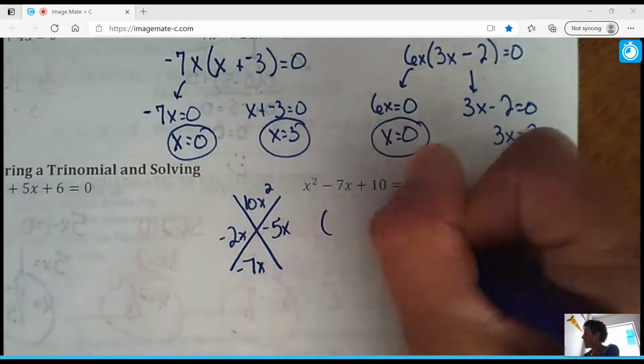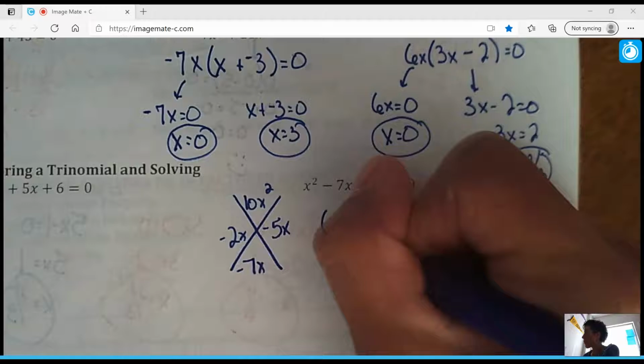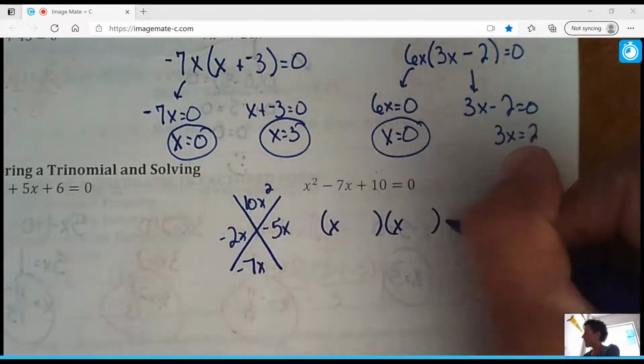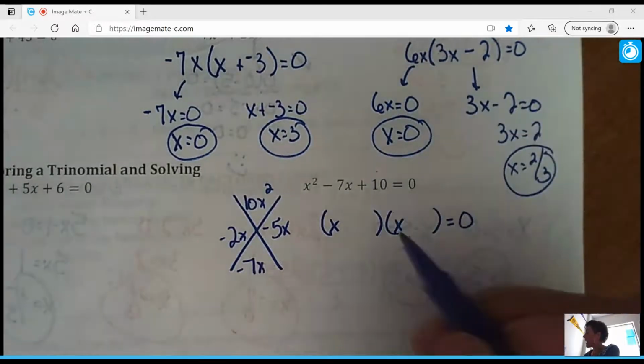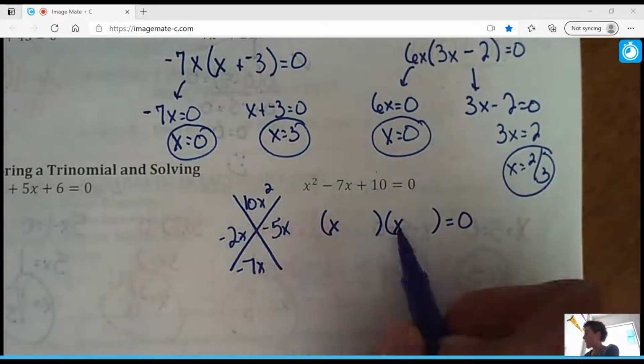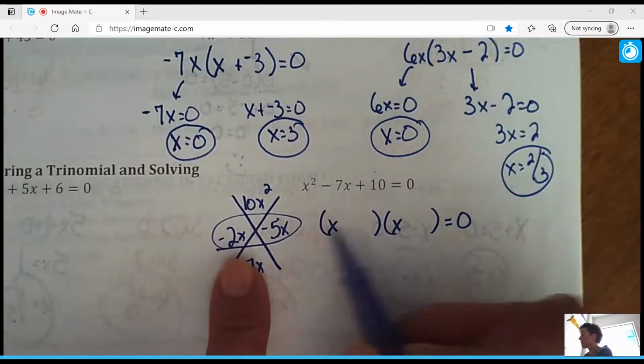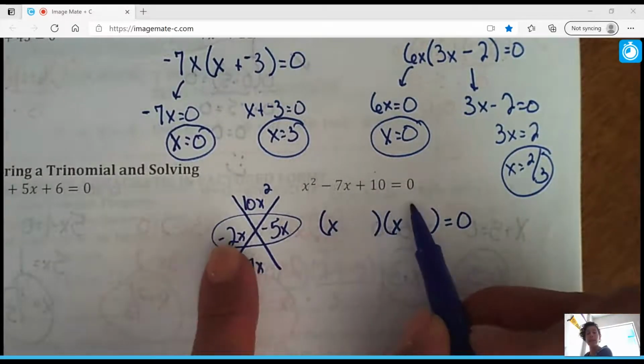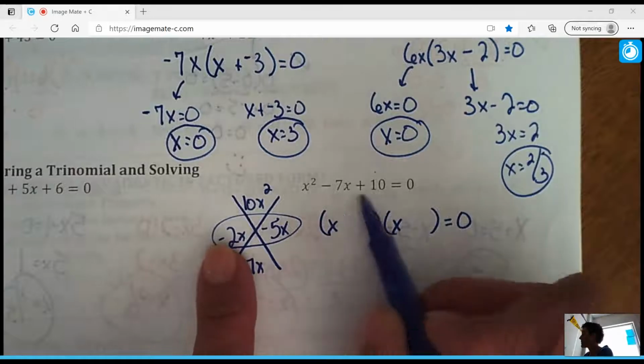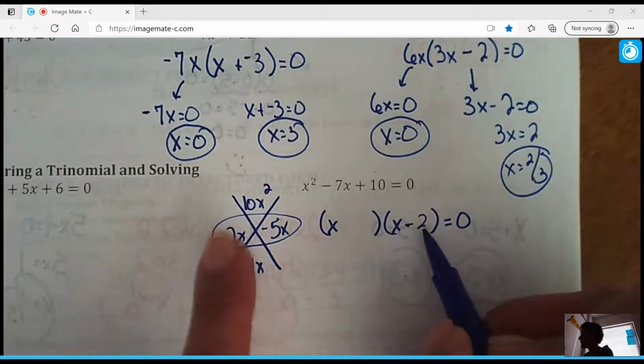So I'm going to make my factor parentheses. I'm going to drop my x's in there. An x in each is enough because x times x is x squared. Now I'll ask myself, since these are both x, I'll allow this x to make the negative 2x. So x times a negative 2 makes a negative 2x.